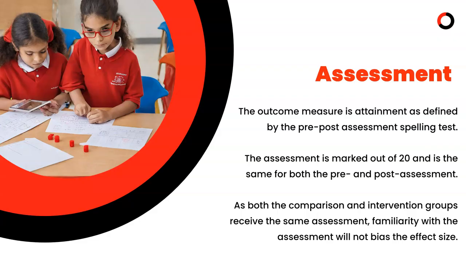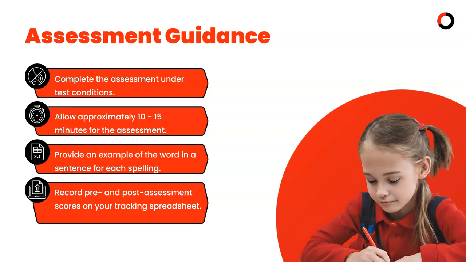Finally, moving on to the assessment. The outcome measure is attainment as defined by the pre and post spelling test. The assessment is marked out of 20, as the same for both the pre and the post. As both the comparison and intervention groups receive the same assessment, familiarity should not bias the effect. And finally, complete the assessment under test conditions. Allow approximately 10 to 15 minutes. Provide an example of the word in a sentence for each spelling, and then just make sure you record your scores on your tracking spreadsheet and then input these into the platform.